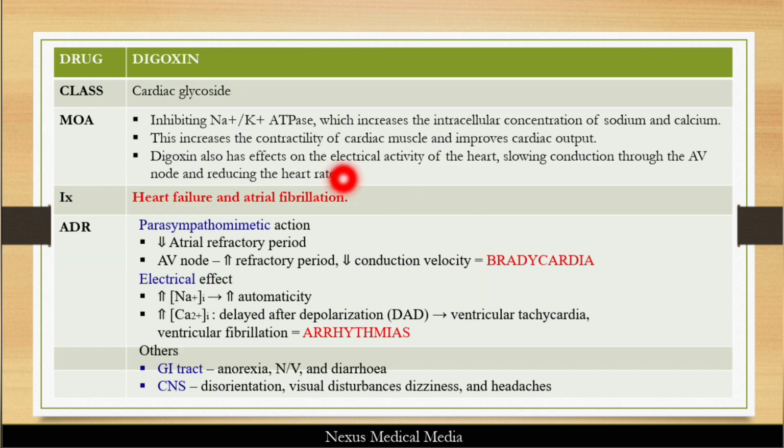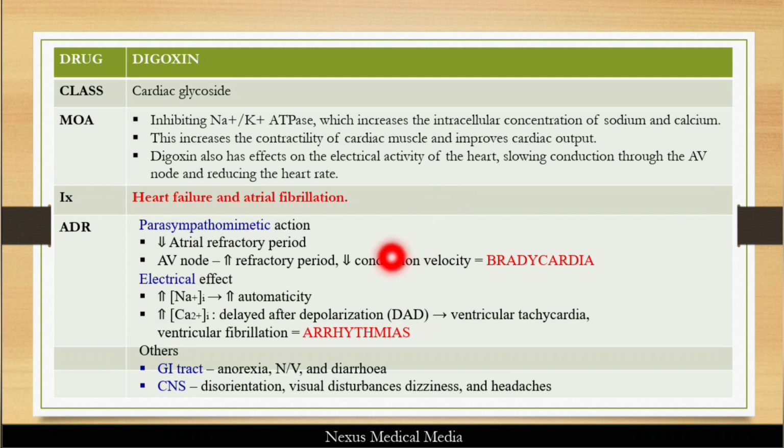So in summary, inhibition of sodium potassium ATPase will increase the intracellular concentration of sodium and calcium, and this will increase the contractility of cardiac muscle and improve the cardiac output. Digoxin also affects the electrical activity of the heart, slowing down the conduction through action on the AV node and increasing the sensitivity of the SA node to acetylcholine, thus reducing the heart rate, right? So digoxin is indicated in heart failure and atrial fibrillation.